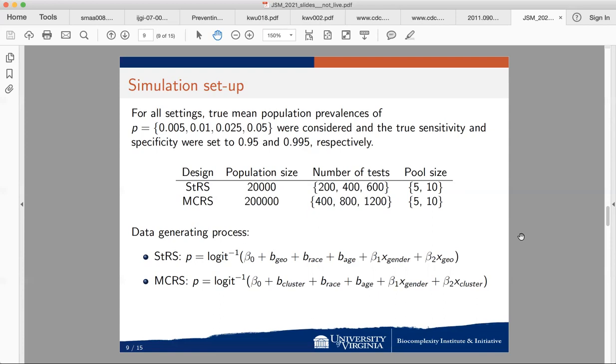The sampling was done by stratifying on this geographic variable, and within those geographies, we would take a simple random sample. For the multi-stage cluster design, the prevalence form looks very similar, except the geographic variable is replaced by the cluster. Here the sampling is done by sampling the clusters themselves. And then within those clusters, we utilize stratified random sampling stratified by age.